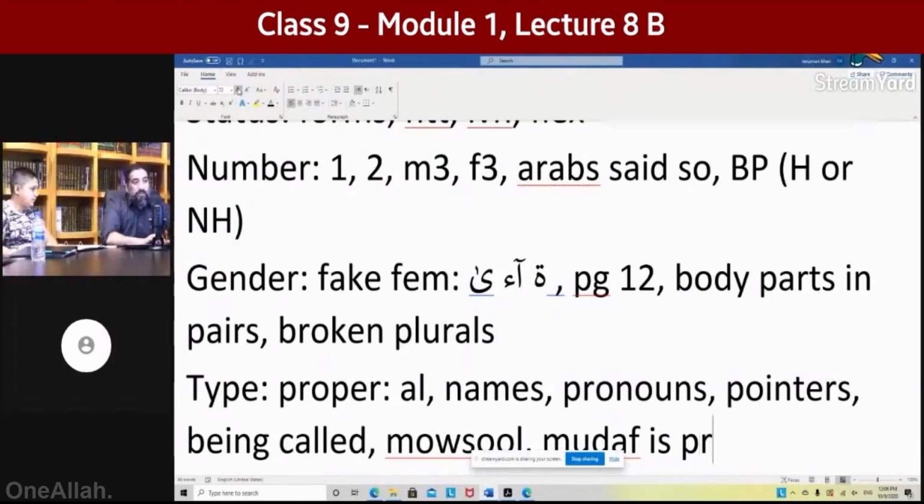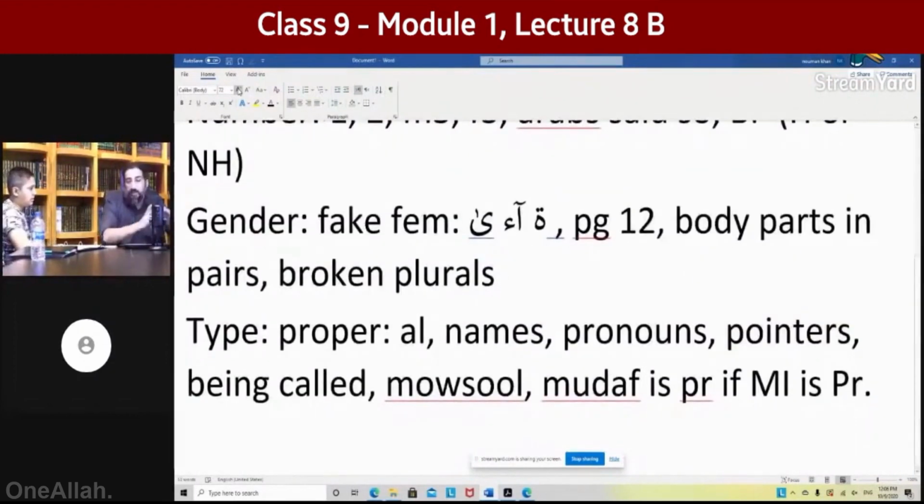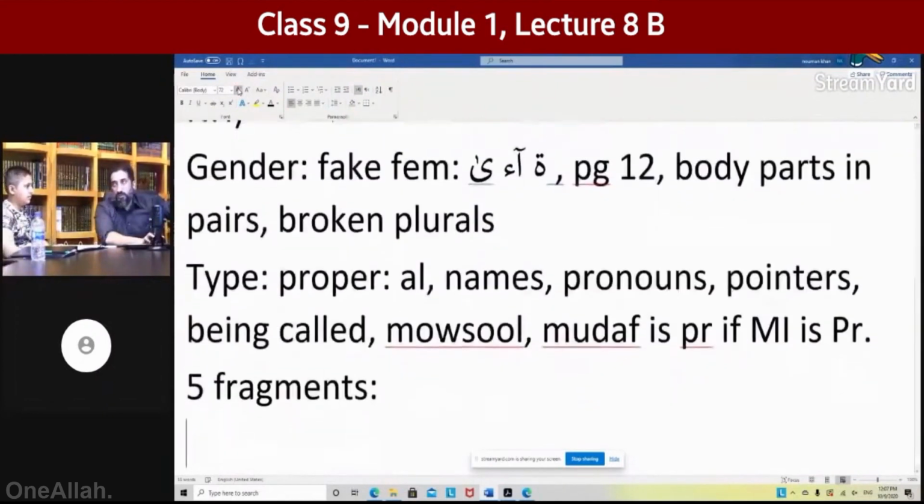So mudaf is proper if mudaf ilayh is proper. That's the shortcut of type. Remember how we said you cannot tell if the mudaf is proper or common? You have to ask the mudaf ilayh? That's all it's saying. So that's the type. And then there are 5 fragments. We moved on from the 4 properties and we did 5 fragments.